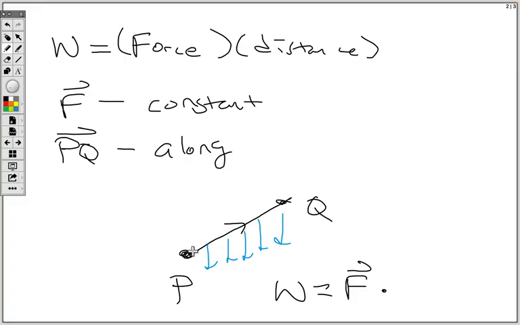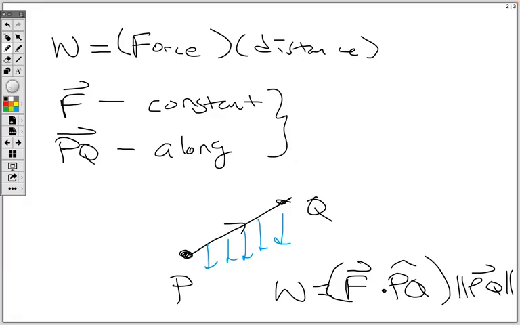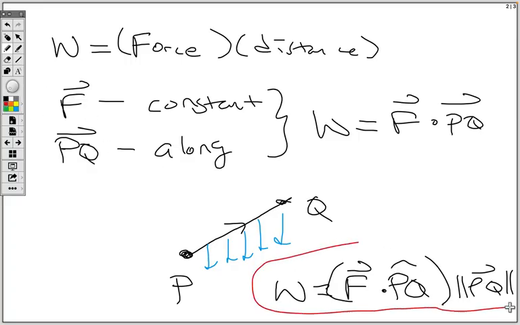Right? We had to figure out how much force was in the direction of the motion. So we had a dot product F dot PQ hat times the magnitude of PQ. And when you went through and worked that out, we ended up getting work is F dot the vector PQ because the magnitudes canceled out. But this was kind of how we arrived at that.